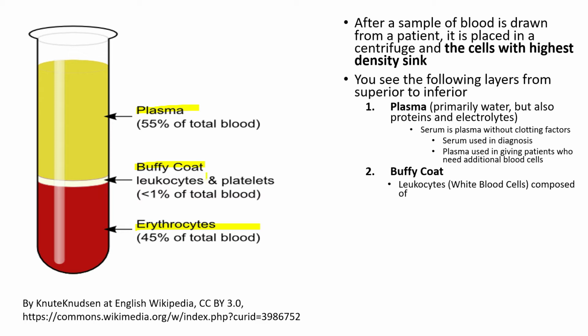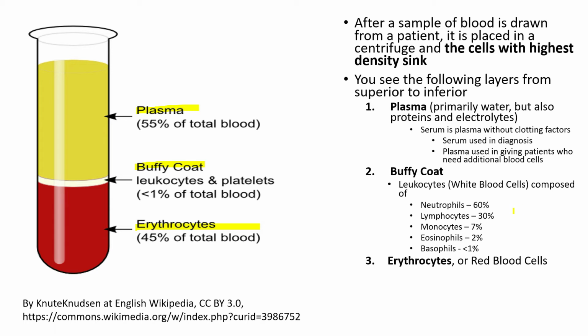The buffy coat contains leukocytes, or white blood cells, which are composed of neutrophils, lymphocytes, monocytes, eosinophils, and basophils. And these percentages are actually relatively important because blood diseases can change the distribution of the cells in the buffy coat. Finally, we have the erythrocytes, or the red blood cells, and these contain hemoglobin, which is an important molecule in transporting oxygen from the lungs to other tissues in the body.